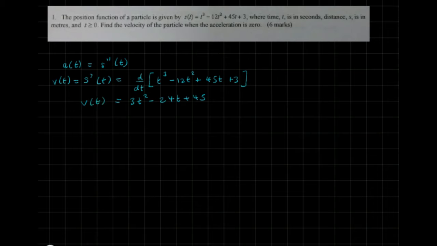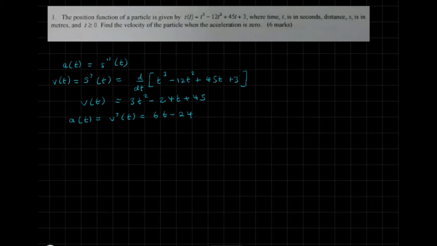To find our acceleration function, I'm going to do the derivative one more time. So a of t here is the first derivative of the velocity function, which is basically 6t minus 24. Okay, so that's your acceleration function. We want to find the velocity of the particle when the acceleration is 0.